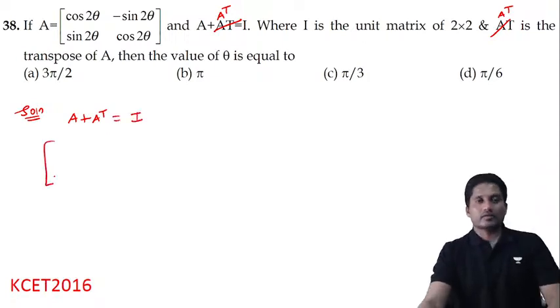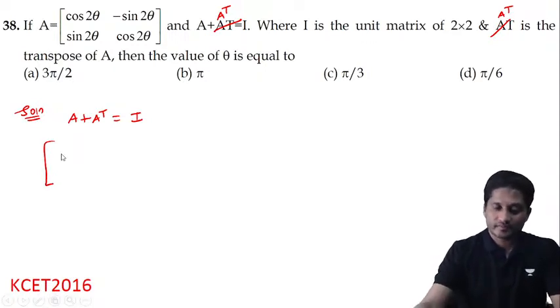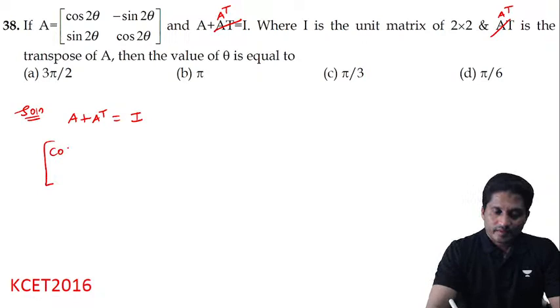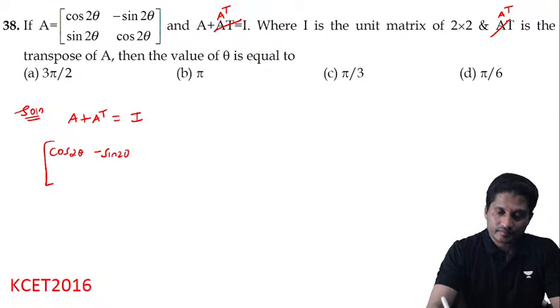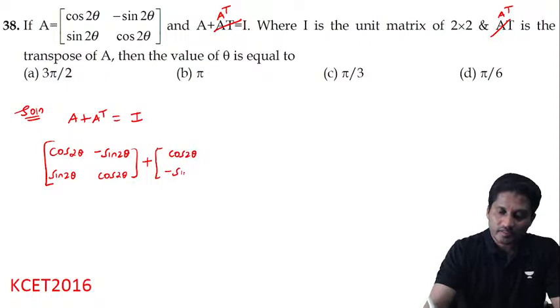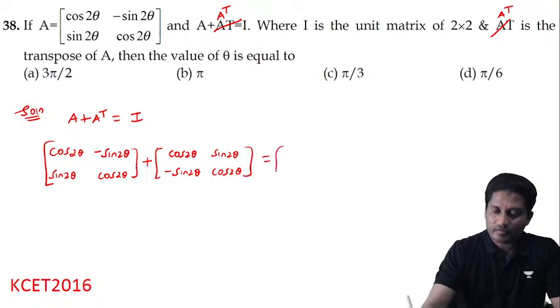Now matrix A is equal to cos 2 theta, minus sin 2 theta, then sin 2 theta, cos 2 theta. A plus A transpose. First row becomes first column, that is cos 2 theta, minus sin 2 theta. Okay, second row, second column is sin 2 theta and cos 2 theta. Equal to I, which will be equal to 1001.